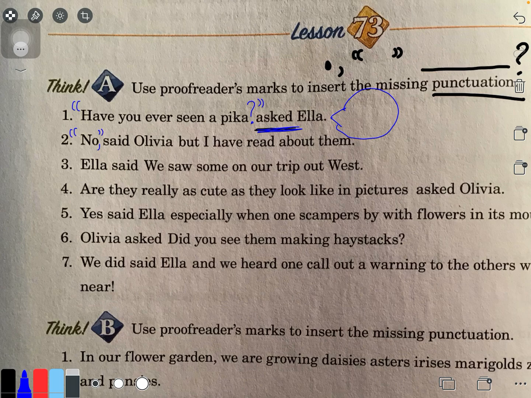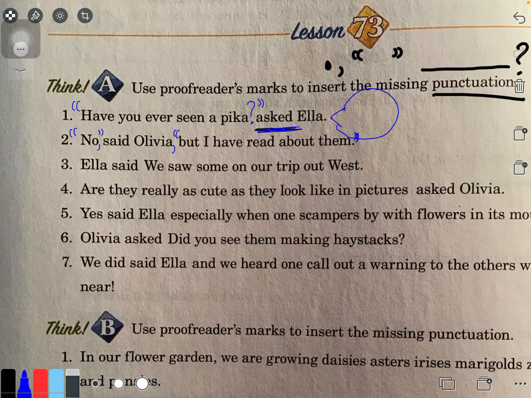They just put this little said Olivia here, like a little interruption, but it's no, and then I'll put a comma, and then quotation mark, but I have read about them. So just imagine that Olivia is just saying no, but I have read about them.